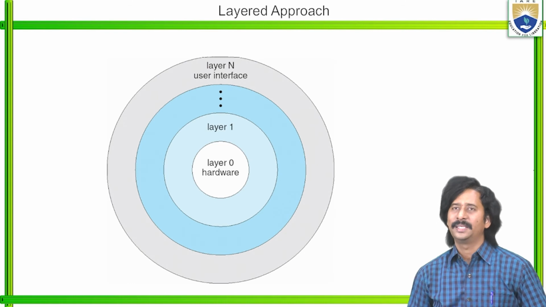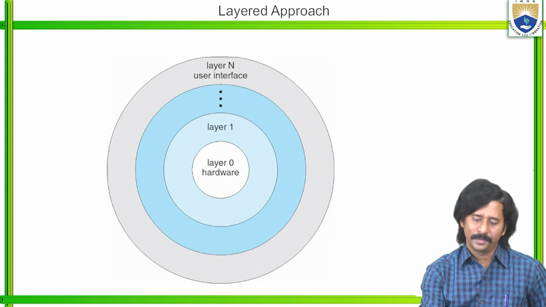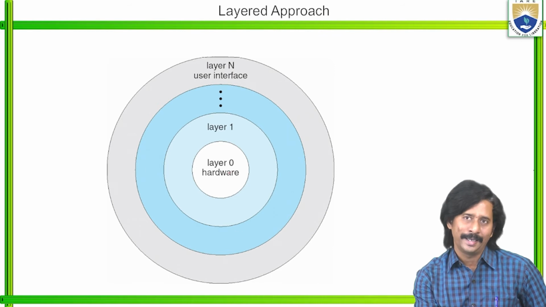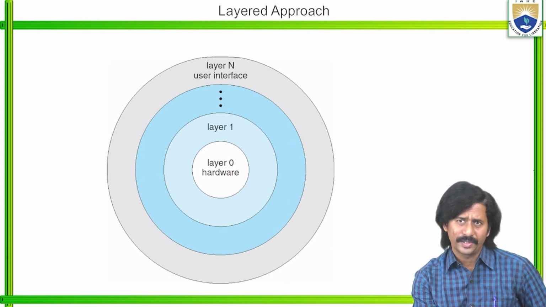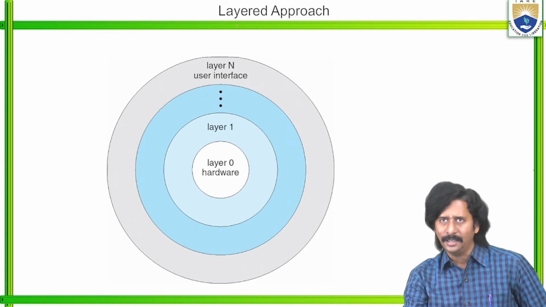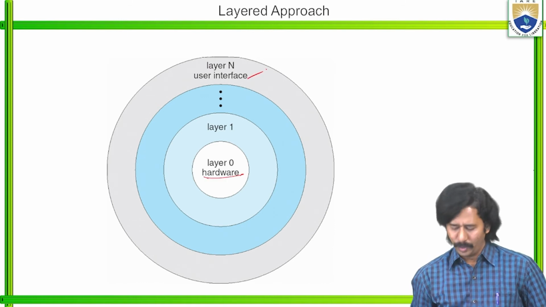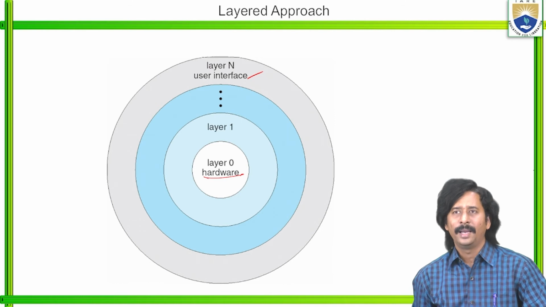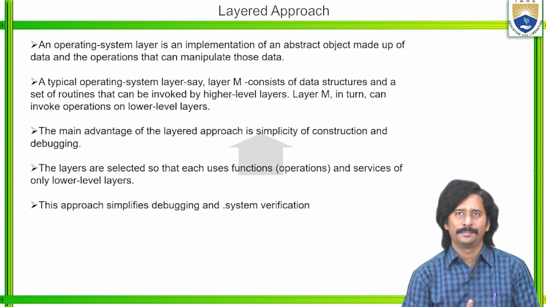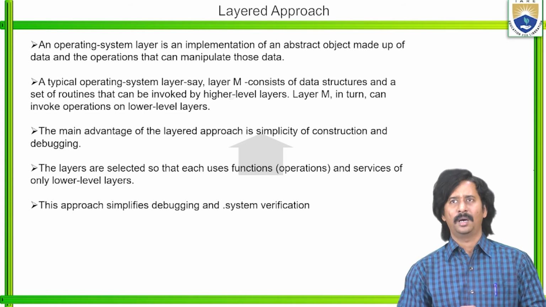How does it resemble? This is the layered approach. Layer 0 is the bottom layer, the hardware, where the hardware components interact. Then layer 1, layer 2, layer 3, and so on up to layer n, which is the user interface. So layer 0 is the hardware and layer n is the user interface. This is the layered approach. This layered approach is implemented basically using an abstract object.